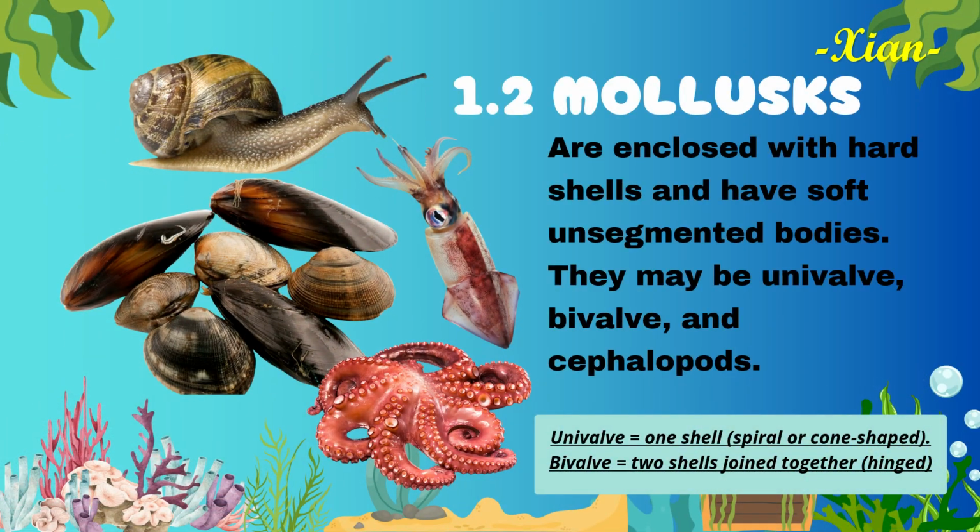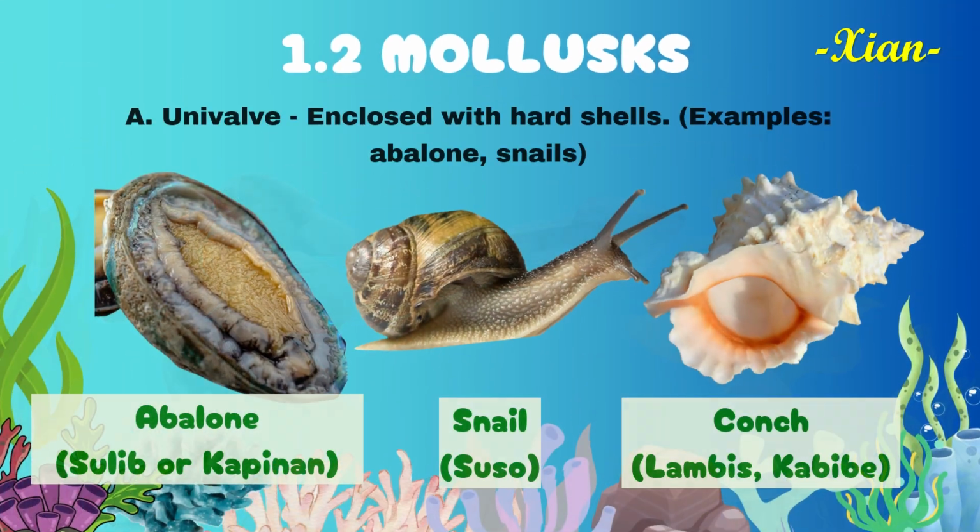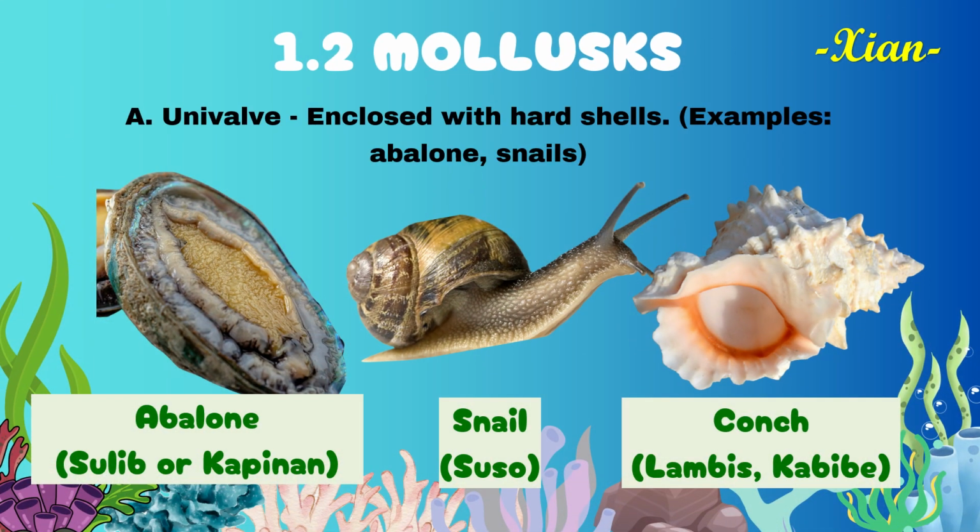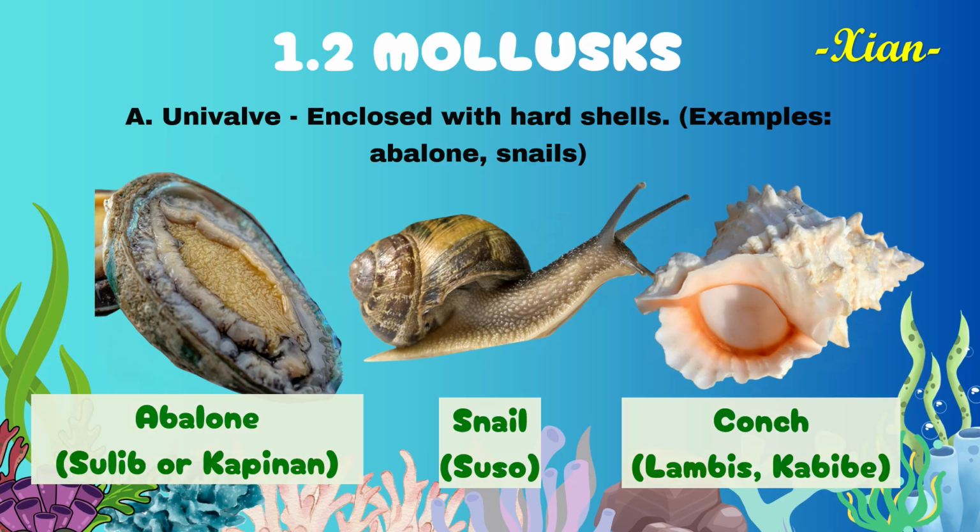Next, under shellfish are the mollusks. They have soft, unsegmented bodies that are usually enclosed in hard shells. Mollusks can be grouped into 3 main types. Univalves have one shell, often spiral or cone-shaped. Examples: snail, abalone, conch.